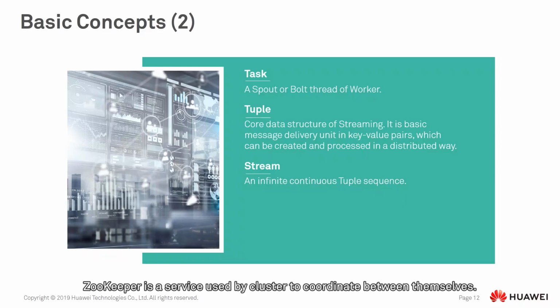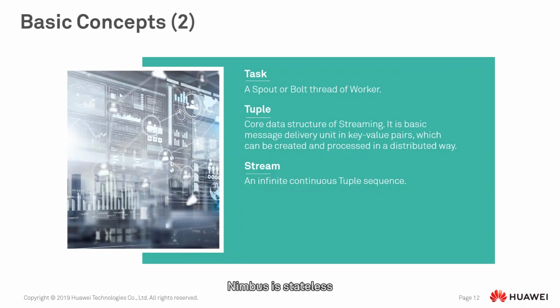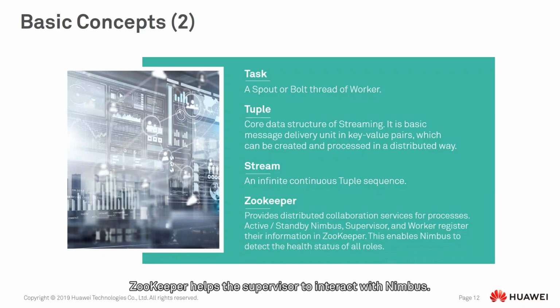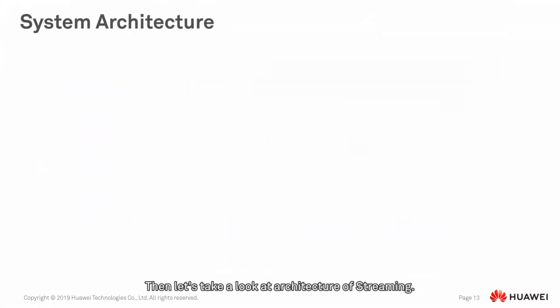Zookeeper is a service used by a cluster to coordinate between themselves. Nimbus is stateless, so it depends on Zookeeper to monitor the working node status. Zookeeper helps the supervisor to interact with the Nimbus. It's responsible to maintain the state of Nimbus and supervisor.